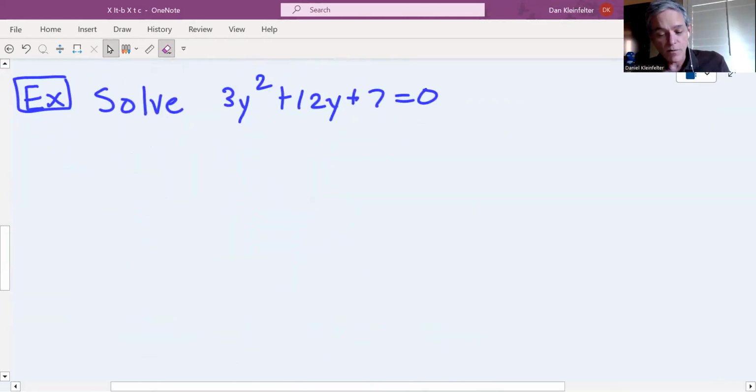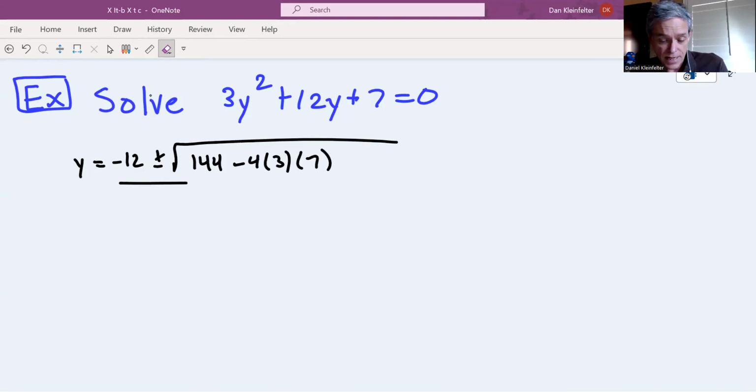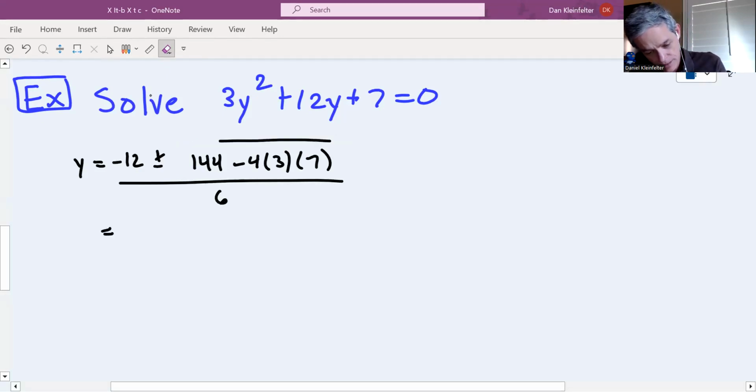All right, so now let's try one more by the quadratic formula. So for this one, we'll have minus 12, that's our b, plus or minus the square root of b squared, 12 squared is 144, minus 4 times 3 times 7, and then that's all over 2 times 3, or 6. Okay, so let's neaten that up slightly. All right, so now I'm going to need to calculate this radicand.